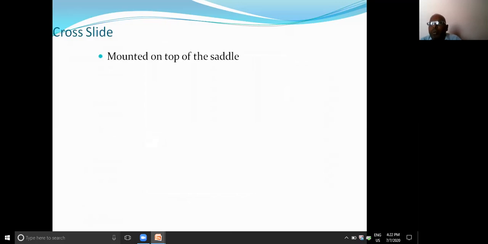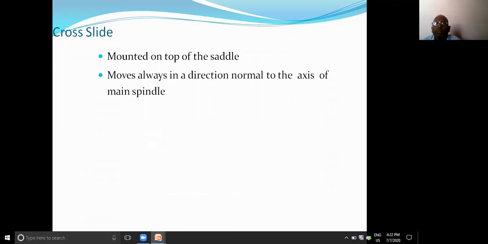So, mounted on the top of the saddle, we can clearly visualize in both diagrams. That means the diagram of the saddle and the diagram of the cross slide give a clear idea how both components are assembled together. Next, this cross slide always moves in the direction normal.